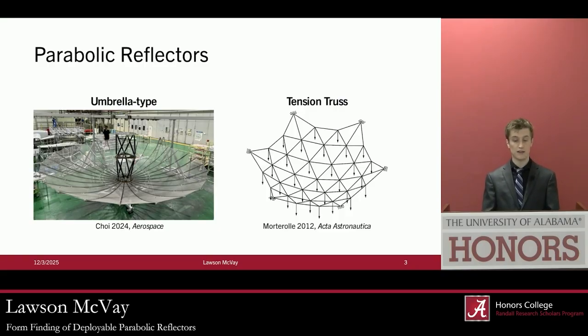The second design is the tension truss. This design divides the surface into polygon facets, which are then displaced to the desired paraboloid surface with vertical forces called tension ties. This design is what we'll focus on here.